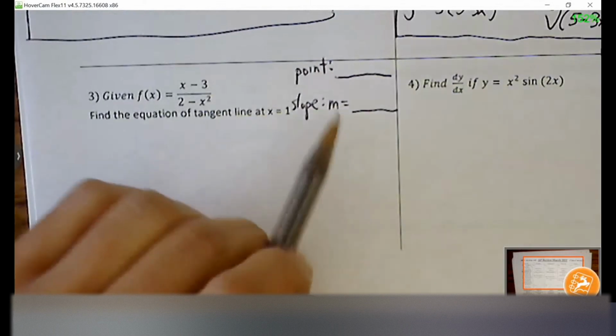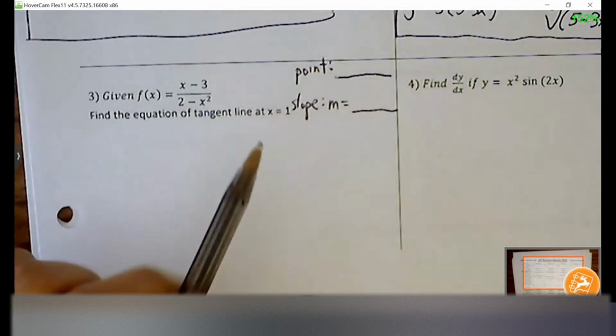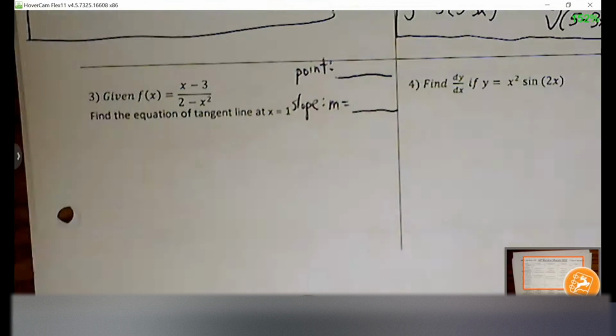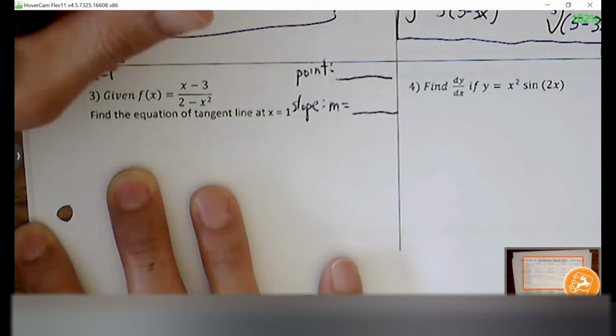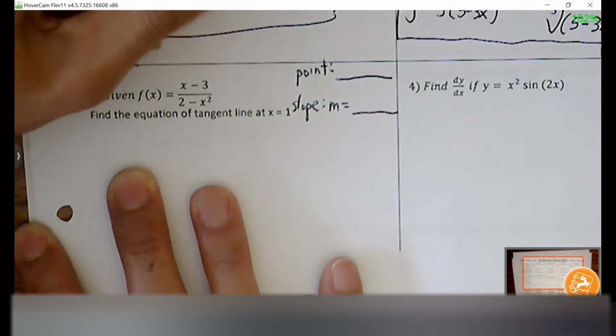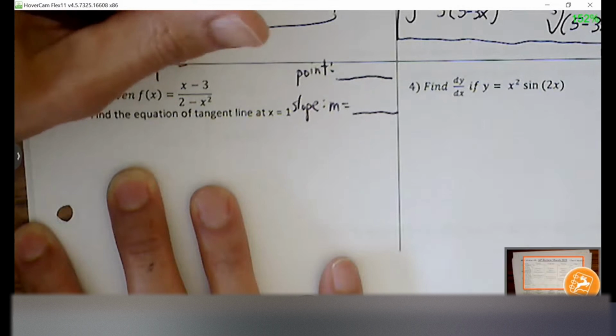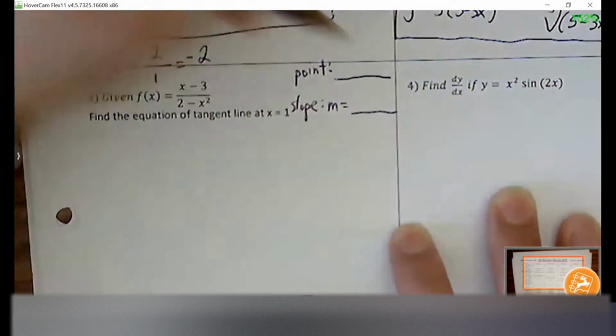So I'm going to start off with my point. That's the easy part. I'm just going to take 1 and put it into my function, get my ordered pair. Negative 2 over 1, which is negative 2. So that's my ordered pair.